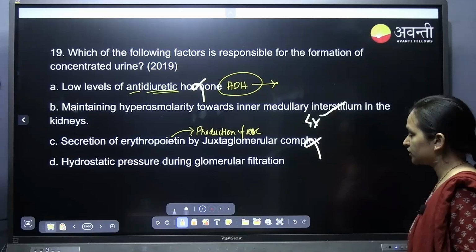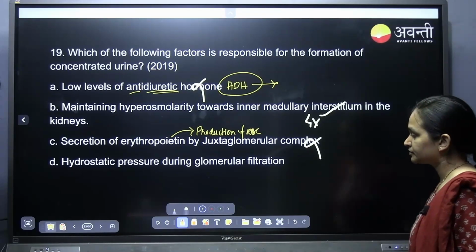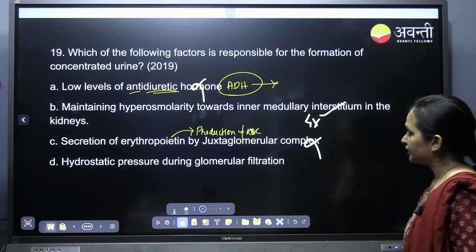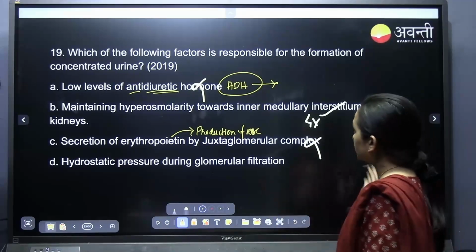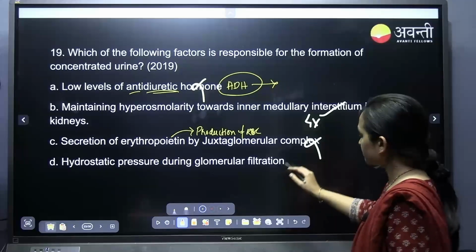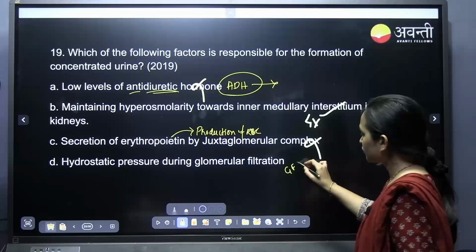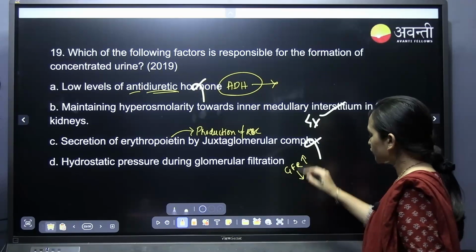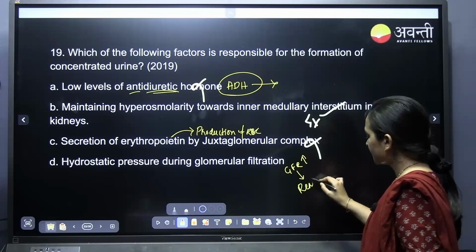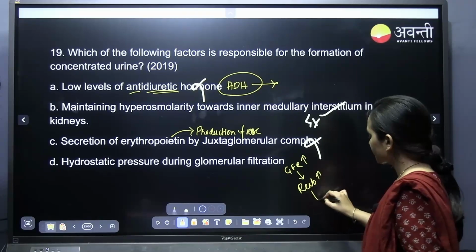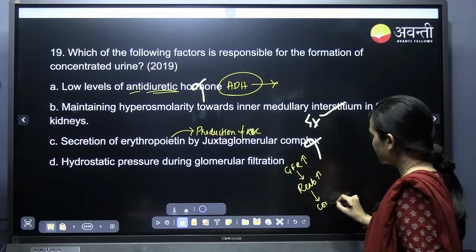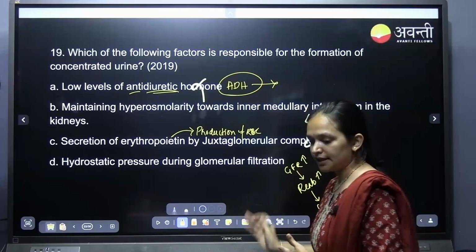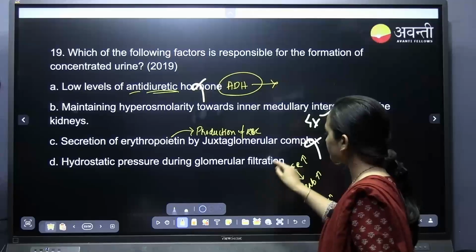Hydrostatic pressure during the glomerular filtration. It is also required, but not directly responsible. What does hydrostatic pressure do? Glomerular filtration rate increases. Same thing, if glomerular filtration rate increases, reabsorption increases. If reabsorption increases, concentration of urine takes place. But it is aiding, it is helping, but not the direct one.